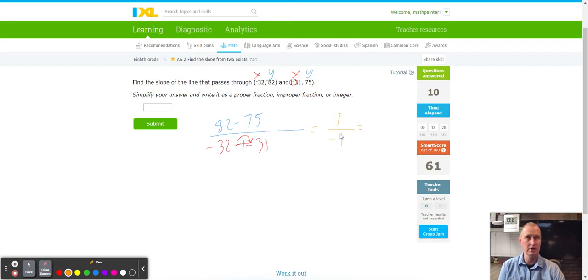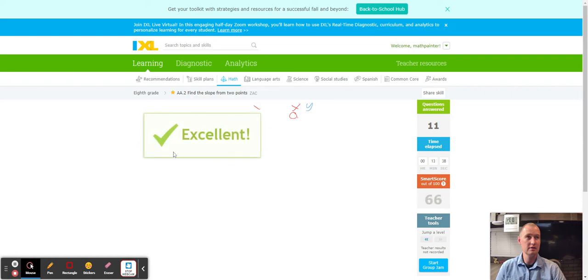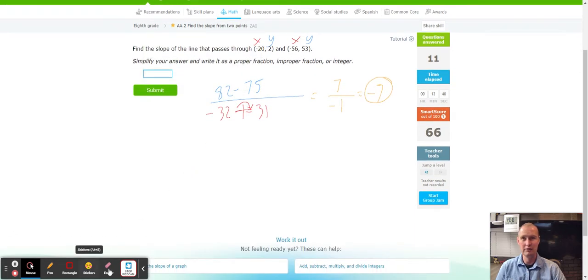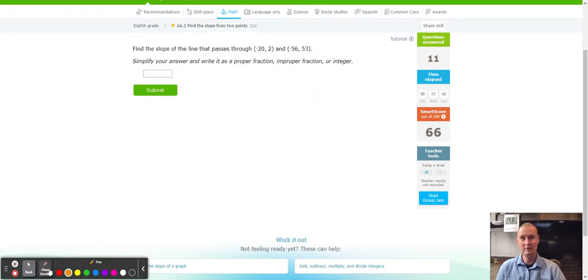Now we have that one situation with a negative, so let's put the negative on top here. And 7 divided by 1 is 7, so we got a slope of negative 7. Woo! I'm hoping this one's right, because that was a lot of work to not get it right. All right, that was perfect. All right, let's get into the next one.